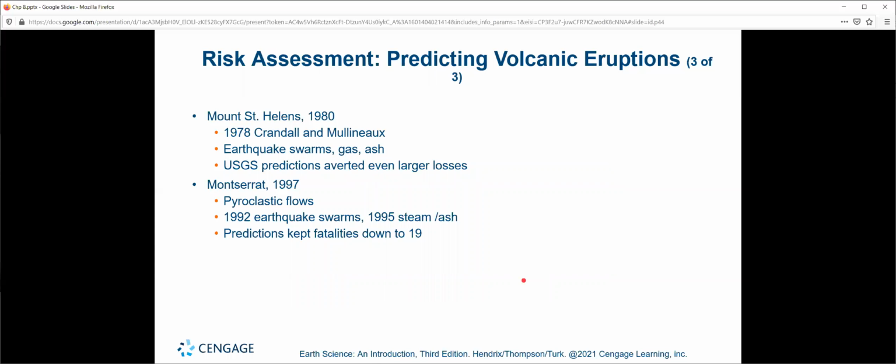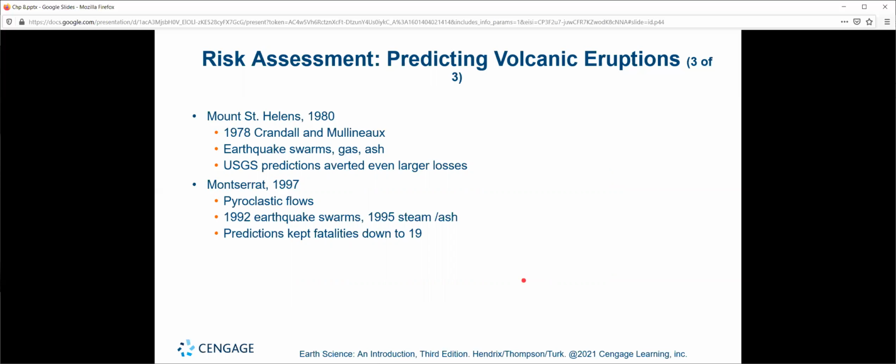Or you have the Montserrat volcano in 1997. Again, you can look at the history of that volcano. We have earthquake swarms in '92. We have steam and ash producing in '95. Volcano's going to go soon. In '97 it hits. We're able to get people out of there effectively and reduce fatalities down to 19.